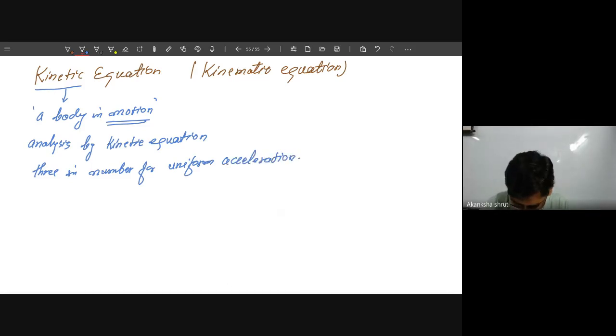Means students, whatever equations we are going to write, they are for uniformly accelerated motion only. Means acceleration is always constant. Even zero is also possible. Negative is also possible, but it should not be varying. Means during the first 2 seconds, if it is 10 meter per second square, then in the next 2 seconds it should not be 4. It should remain 10 meter per second square. So it is for uniform acceleration, and the number is 3.